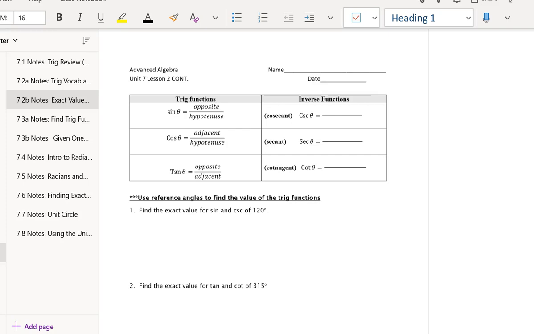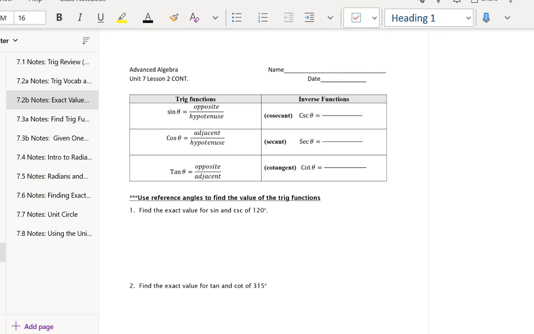All right, here are the 7.2b notes. So on the 7.2a, we crossed out a lot of those homework problems because we didn't talk about the other types of functions. So here we go.